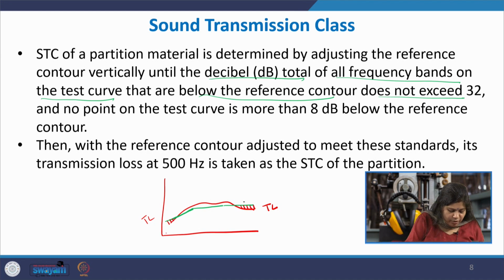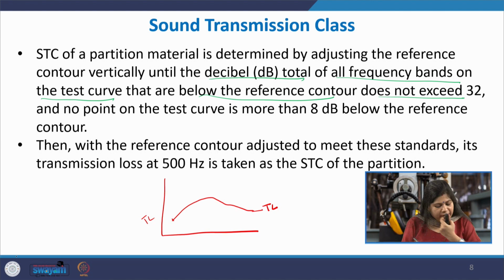I think it is better to draw a different spectrum that makes it look more believable. So, let me draw once again the TL spectrum of a material, and suppose you start drawing the various STC contours, and finally you go up from STC 0 in steps, and finally you reach one particular contour where suppose it looks like this.